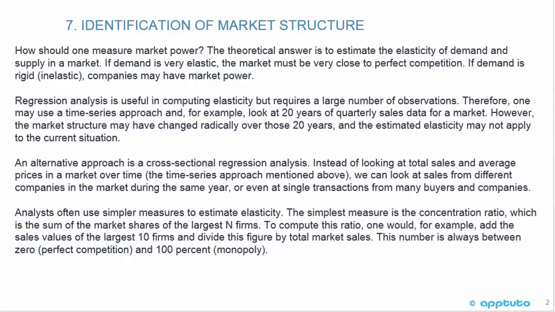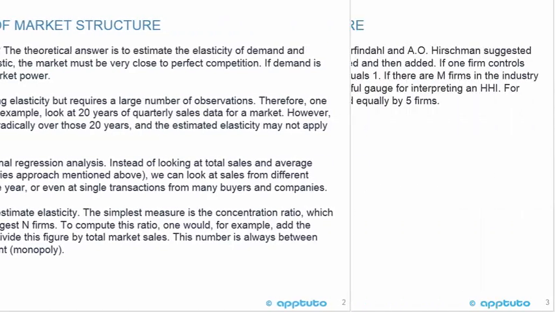However, analysts often use simpler measures to estimate elasticity. The simplest measure is the concentration ratio, which is the sum of the market shares of the largest N firms. To compute this ratio, one would, for example, add the sales values of the largest 10 firms and divide this figure by total market sales. This number is always between 0, perfect competition, and 100%, monopoly.